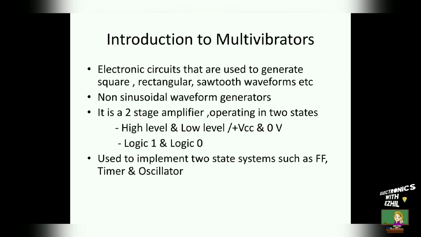Now let me give a short introduction about multivibrators and then we'll move on to the working of bistable multivibrator. Multivibrators are electronic circuits which are used to generate non-sinusoidal waveforms such as square waveform, rectangular waveform, sawtooth waveform and so on. Multivibrator is also called as non-sinusoidal waveform generator since it is generating non-sinusoidal waveforms. It is a two-stage amplifier operating in two states as I mentioned earlier. Since multivibrators are operating in two states, they are used to implement two-state systems such as flip-flops, timers, oscillators.